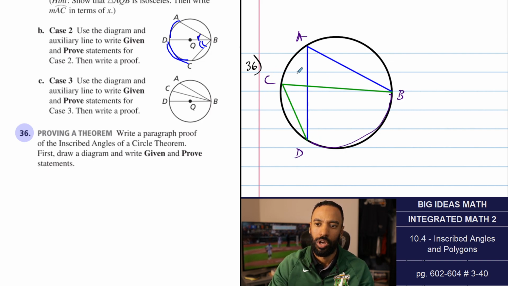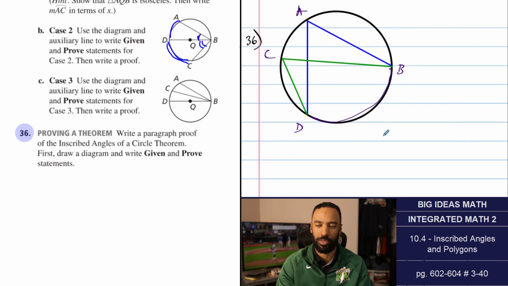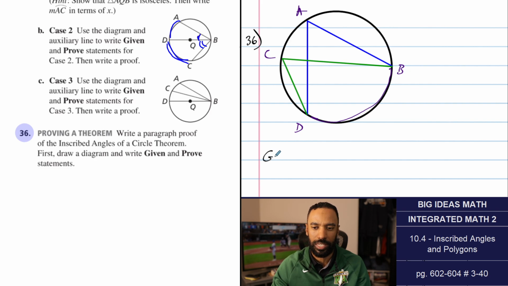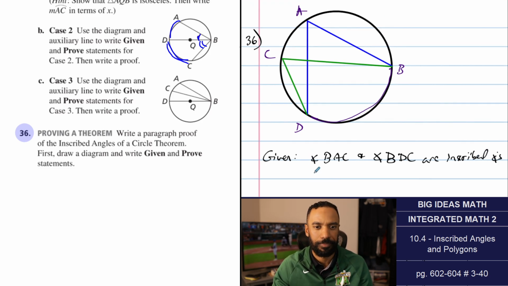Great. Okay. So what we want to do is say, given that we have two inscribed angles, right? Given this is an inscribed angle, this inscribed angle, but they intercept the same arc. So given angles BAC and BDC, they are inscribed angles intercepting arc BD. They intercept arc BD.